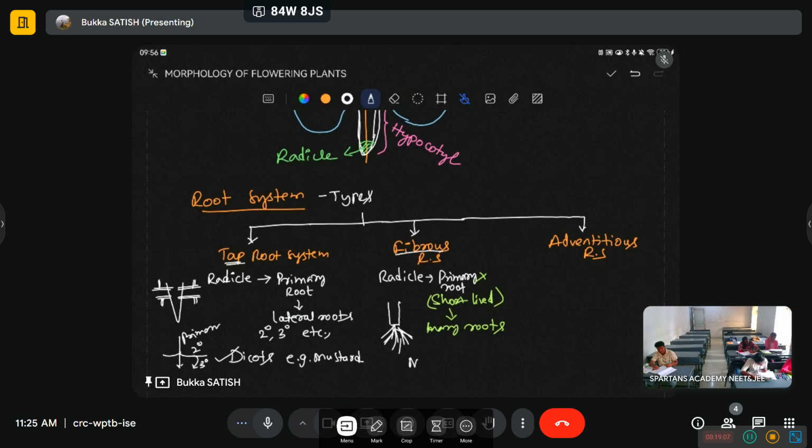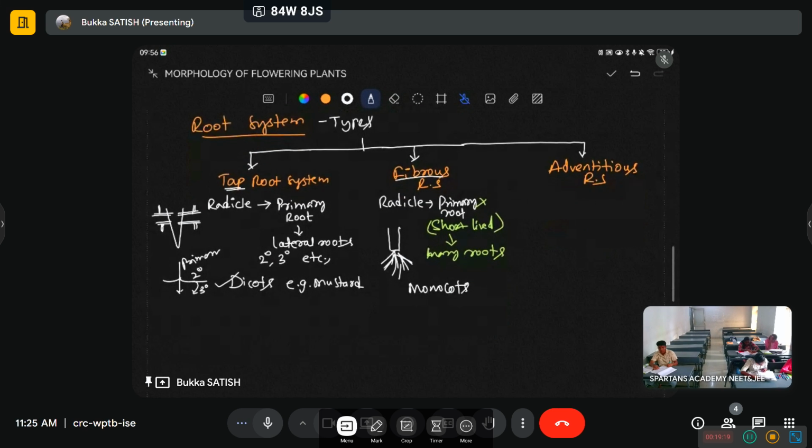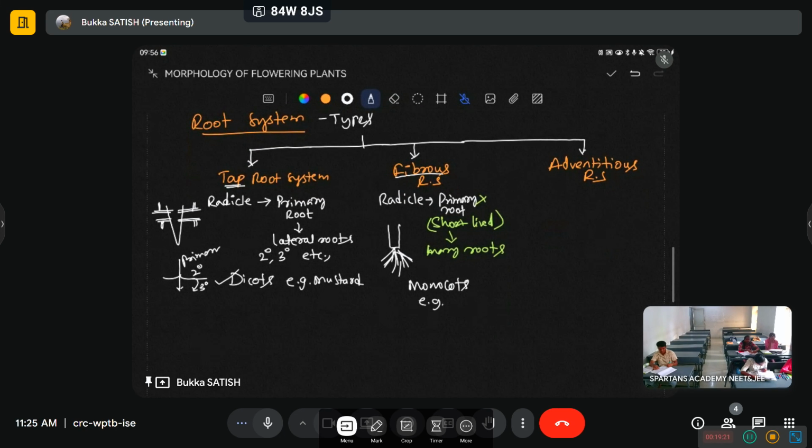This you can see in the monocots. Again, all monocots will come under this. The example given here is wheat, or it can be rice, any kind of monocots.